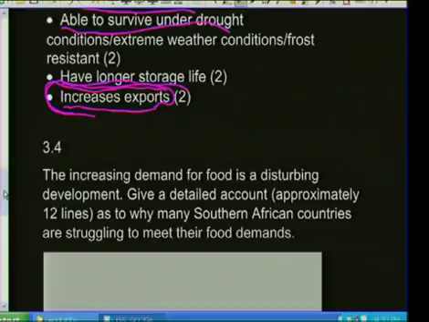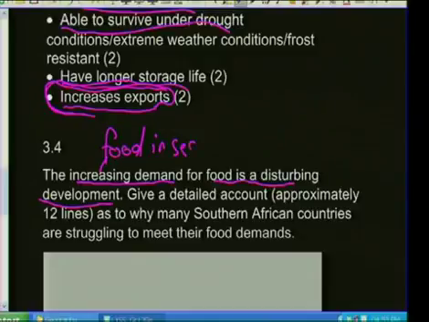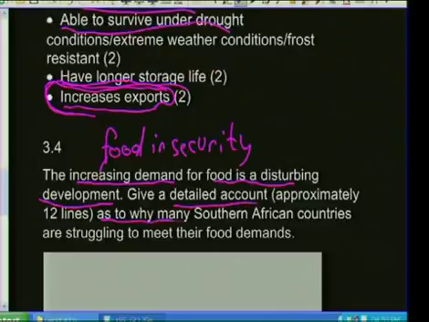Okay? Let's look at 3.4. The increasing demand for food is disturbing development. The increasing demand for food is disturbing development. All right? Again, this word, so easily, what comes to your mind? Food insecurity, eh? That comes to your mind immediately. You know about the demand. All that should be pictured in your mind. Give a detailed account as to why many Southern African countries are struggling to meet their need for food demand.